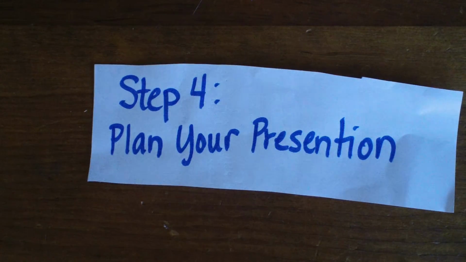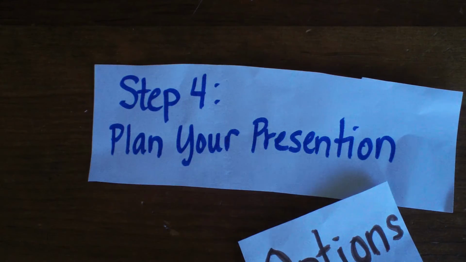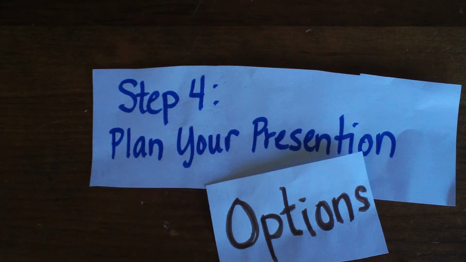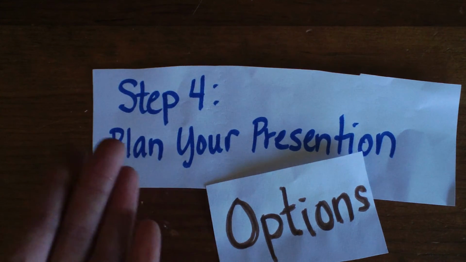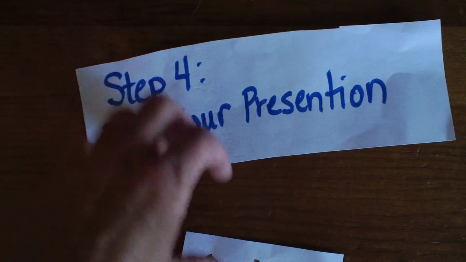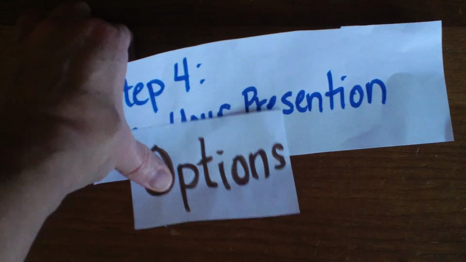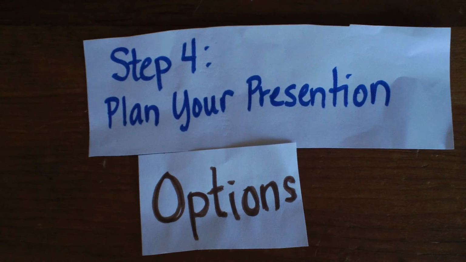In step 4, you are going to plan your presentation. Here's where you have some options. You can create a speech and come up in front of the class and just tell us about your classmate. Or you can create a video of you sharing about your classmate. Or you can do something like you see here with the paper slide. If you have another presentation idea, you can clear it with your teacher to create your own.